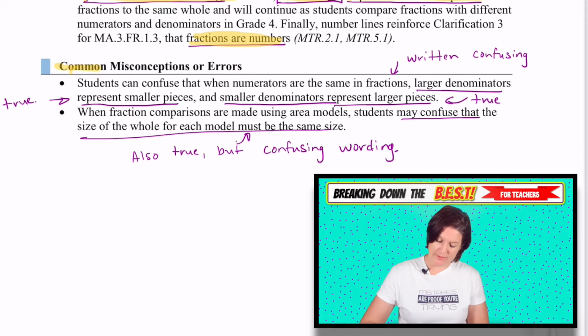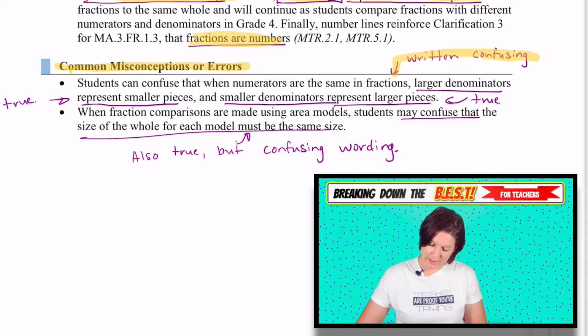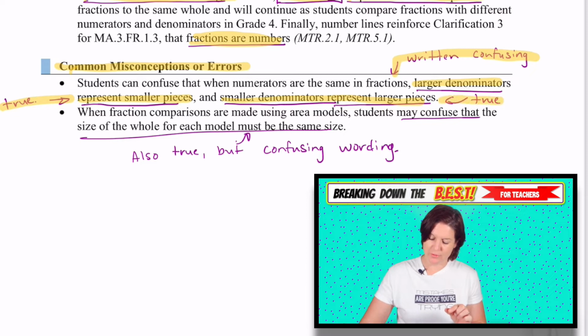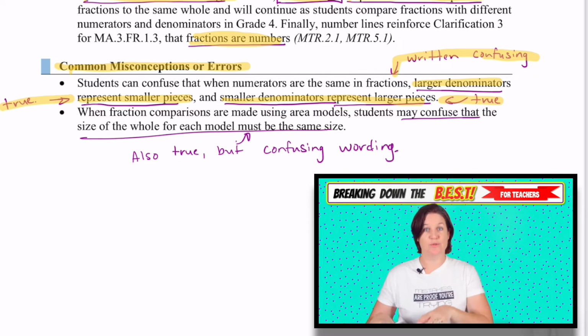Okay, for this common misconception or errors, I mentioned that this was kind of written in a confusing way, saying that students can confuse that when numerators are the same in fraction, the larger denominators represent smaller pieces, but this is true. The larger the denominator is, the smaller the piece, and that smaller denominators represent larger pieces. This is also true. So I think what they're trying to say is that they might not understand the truth that these two statements bring.